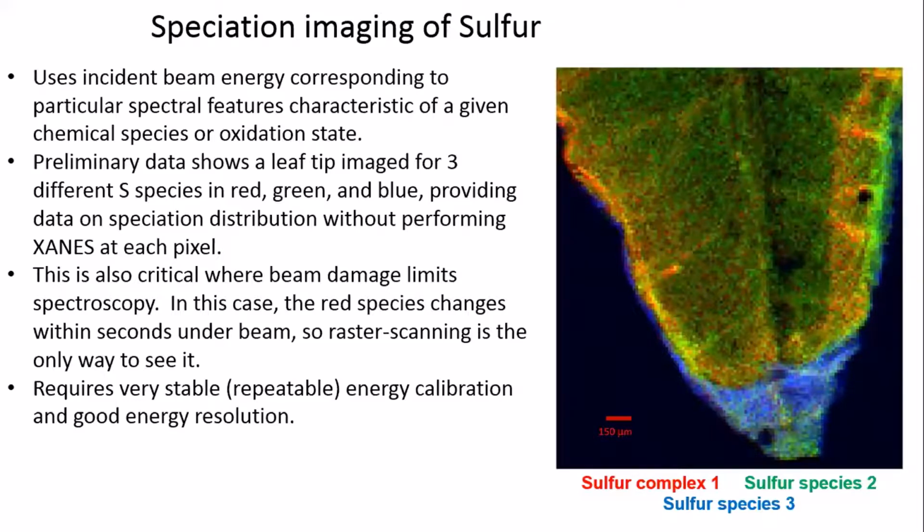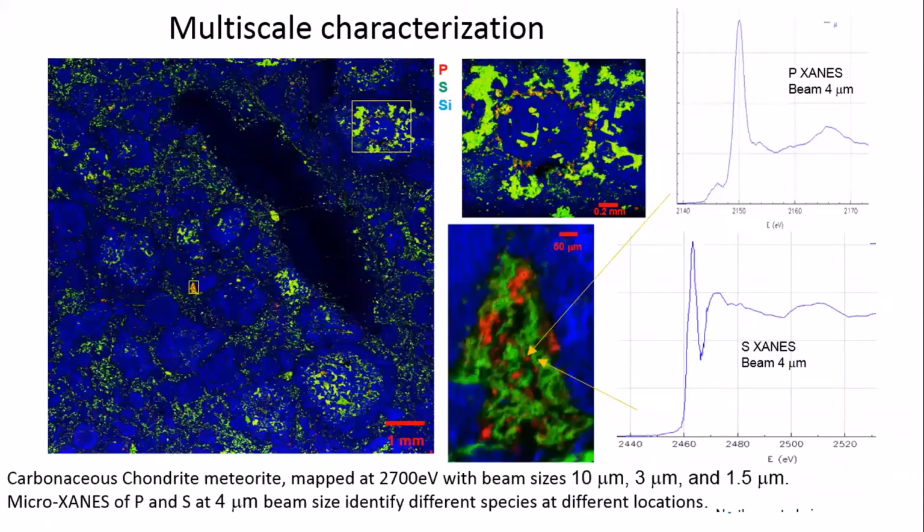Another example from space is a meteorite that has a lot of heterogeneity on multiple scales. And so we can make an image on the 5 to 7 millimeter scale, then zoom in with a decreasing beam size, just zoom in finer and finer to see more details. And then at any point, we can stop and look at a particular pixel, do phosphorus or sulfur XANES on that pixel. That's a typical type of measurement.